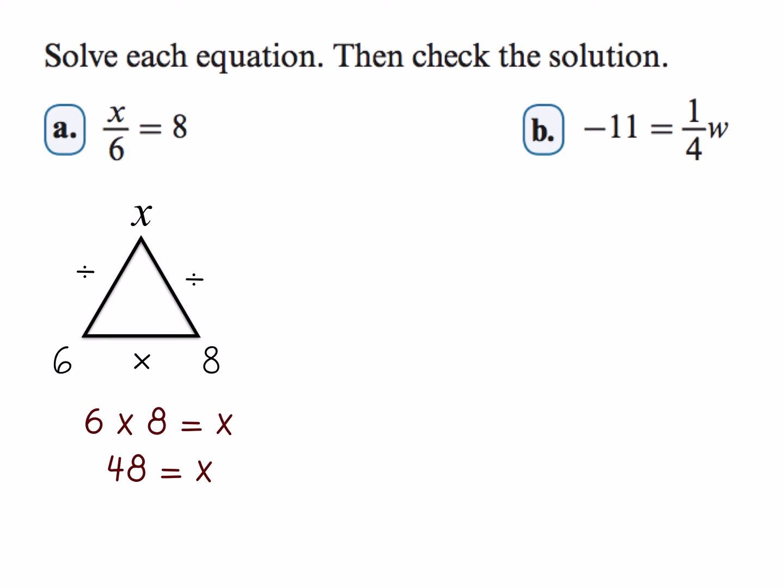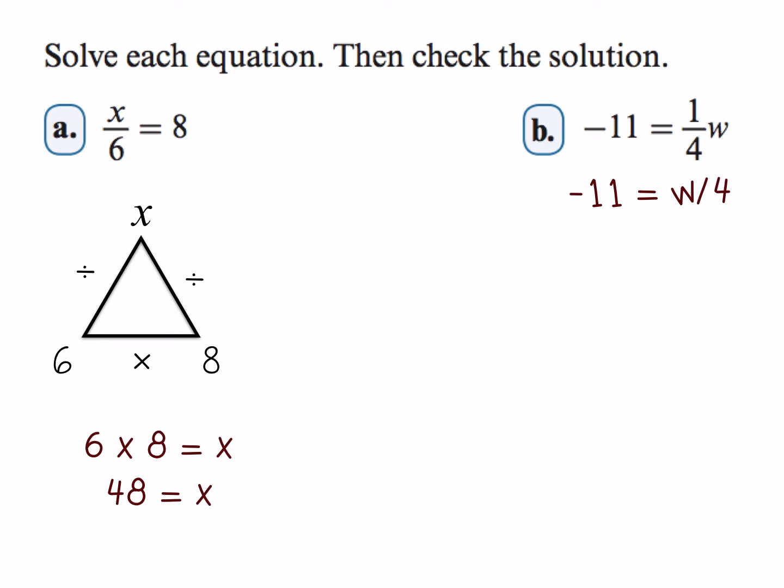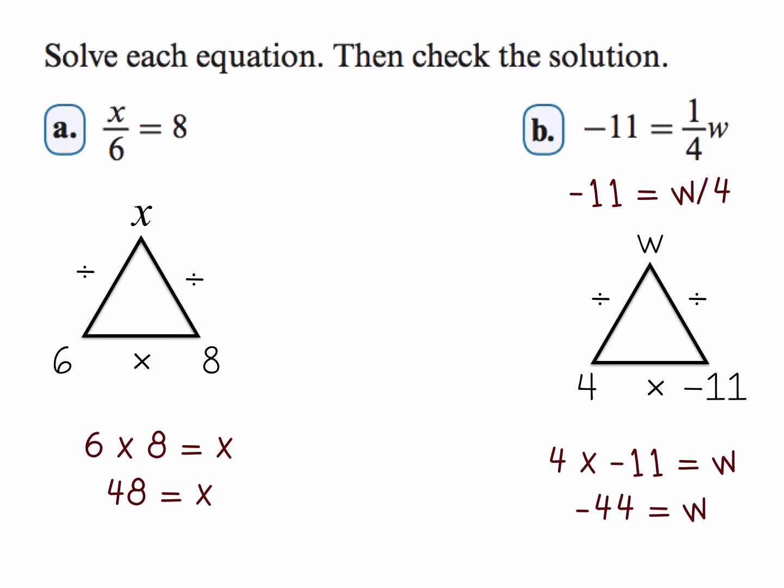All right, example B. First, let's rewrite it as a division equation. Negative 11 equals w divided by 4. Let's set up our fact triangle. And the equation that we will use to solve for w is 4 times negative 11 equals w. Negative 44 equals w.